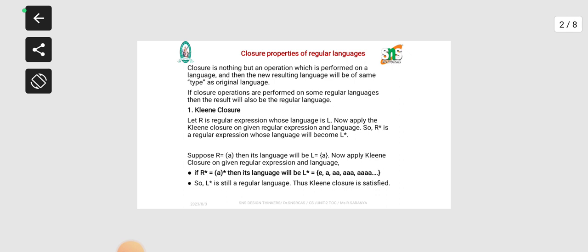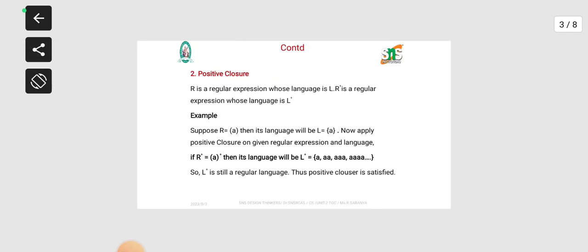Then let us see what positive closure means. It is also one kind of closure property. R is a regular expression and the considered language is L, and then R plus is a regular expression whose language is L plus. Suppose R is equal to a, then the language L is equal to, within curly brackets, we have to apply the a, so the result will be a to the power plus. Only we will get the positive result. That is what we call positive closure. So finally, the positive closure is satisfied.